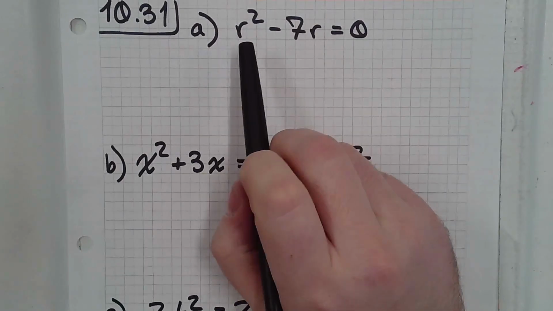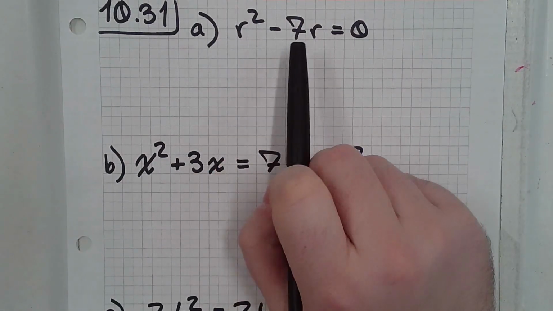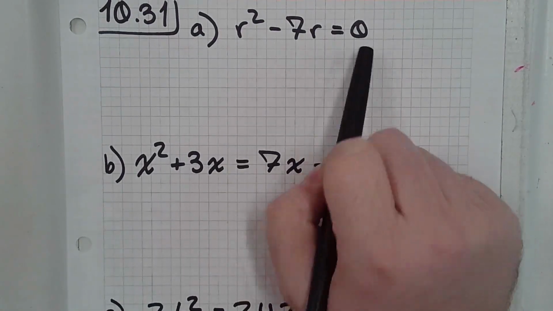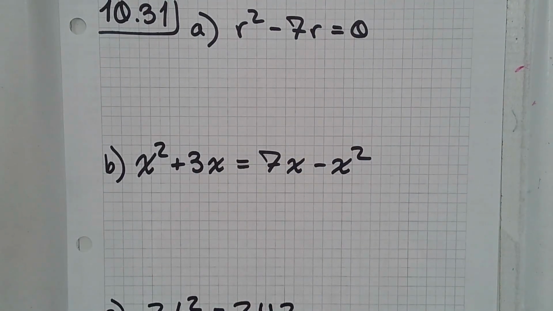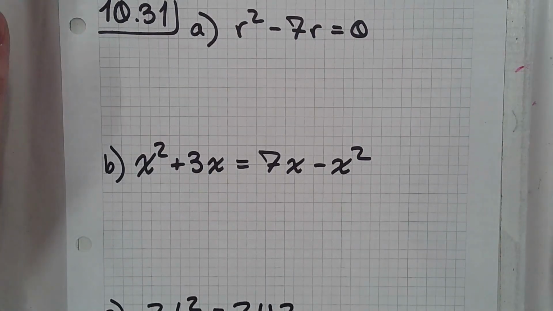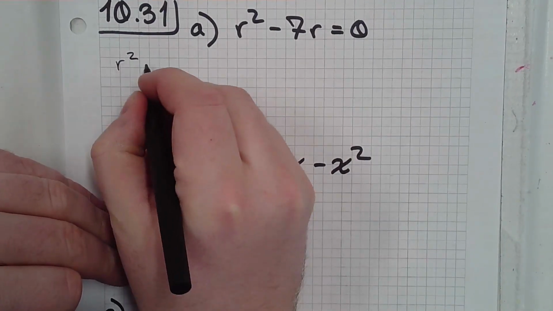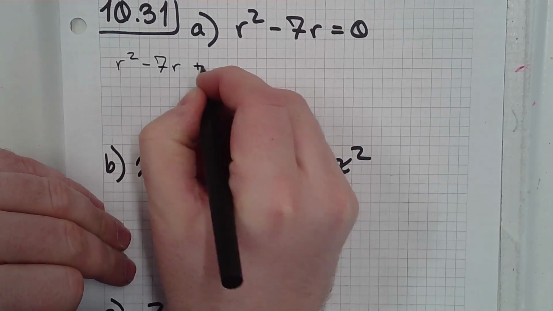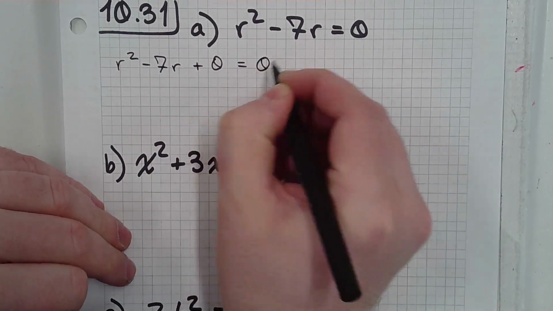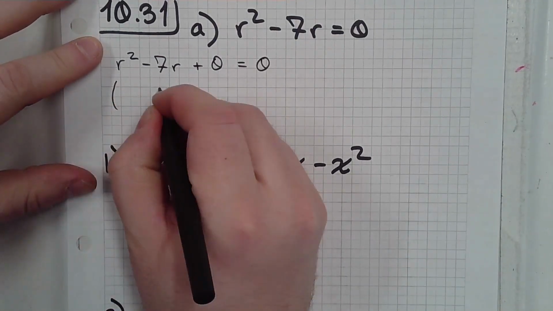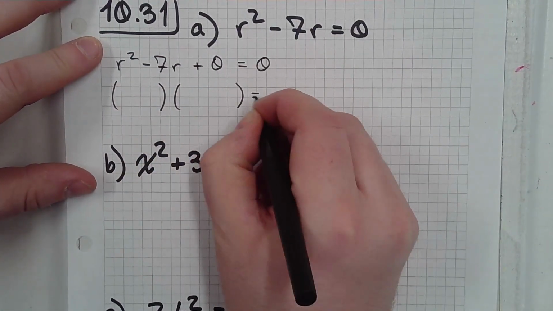10.3.1, you'll notice it has a quadratic term. It has a linear term, but it does not have a constant, right? There's no regular number after this. It just equals 0. And I'm going to show you two different ways to think about this. One, you can think about it as r squared minus 7r plus 0 equals 0, right? The constant is 0. And if you do that, you can kind of solve it like you would normally.